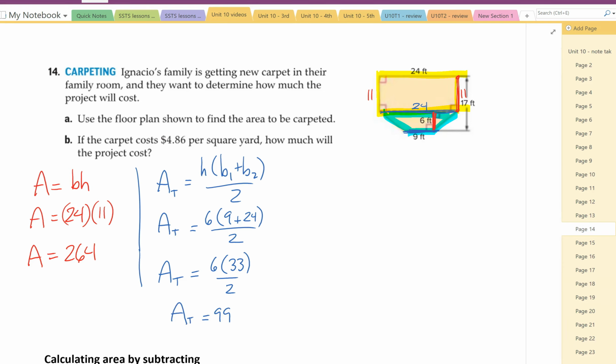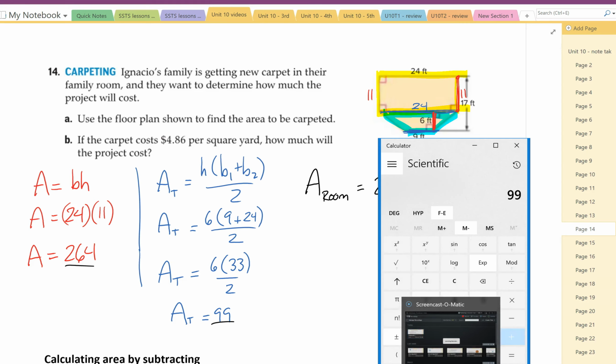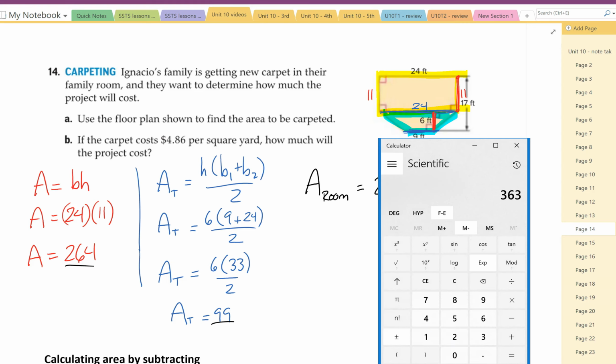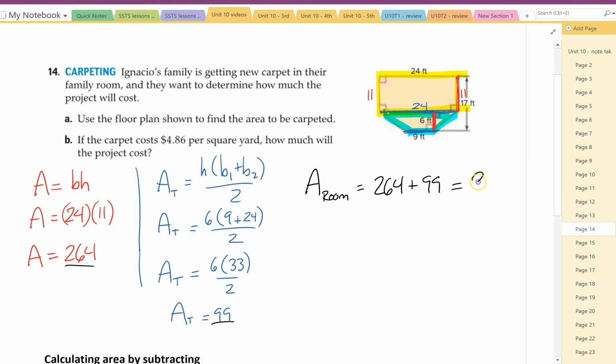So the area of the room altogether is just going to be that 264 from the rectangle plus the 99 from the trapezoid. So 363 square feet. That's the area of the entire room. So that's part A. Part B says if carpet costs $4.86 per square yard, how much will the project cost?